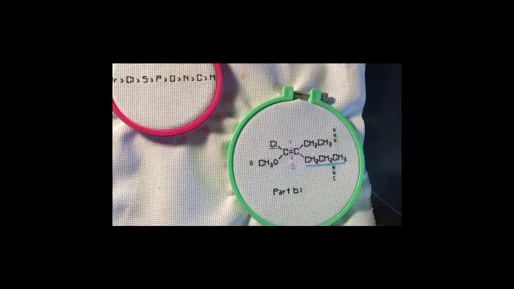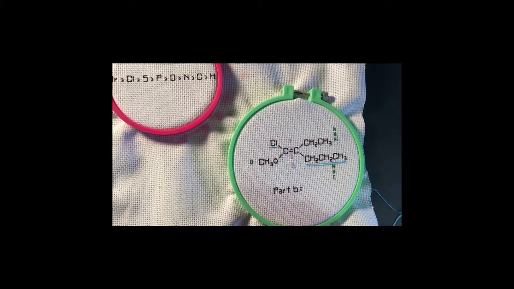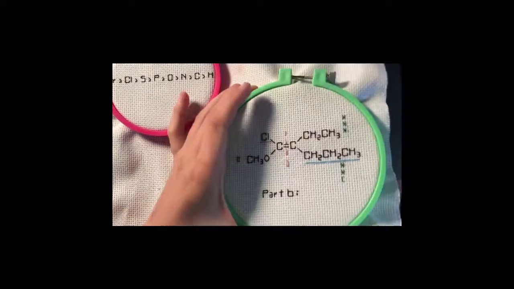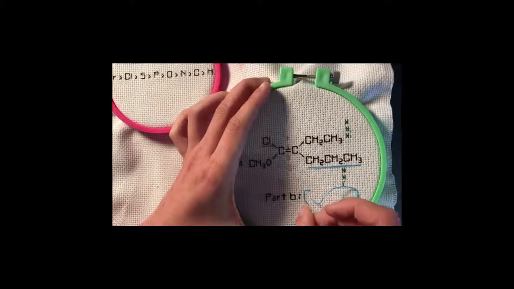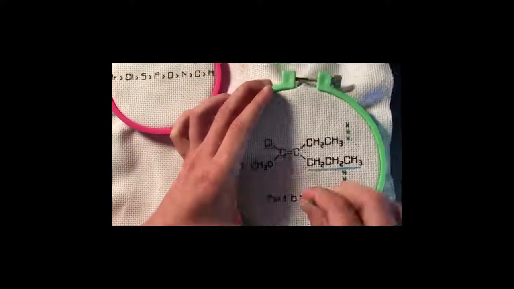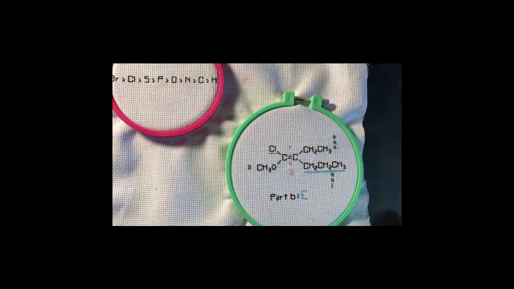And there we go. We can see that the ones with priority are on opposite sides, the top and the bottom, and that means that it's going to be E stereochemistry. So we can go ahead and write that in. And there we go. Alright, now we can move on to part C.